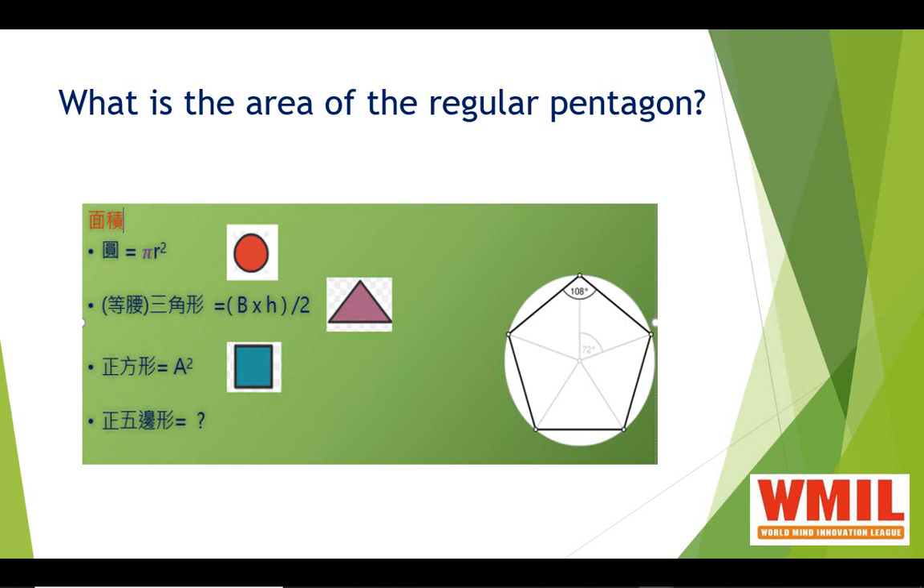What is the area of the regular pentagon? There is a pentagon here. I think all the kids know the formula for the circle: pi r squared. For the triangle, they use b times h divided by 2 to find the area. And for the square, it's two sides multiplied together. But for the pentagon, I think many people do not know how to calculate the area of a regular pentagon.